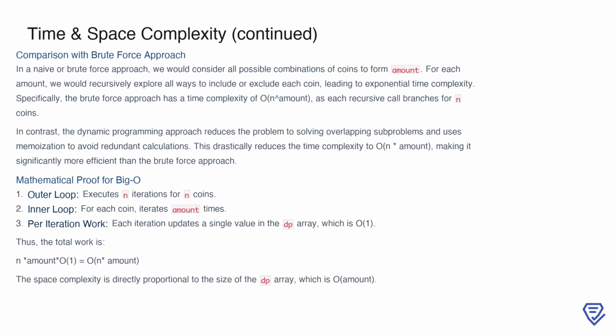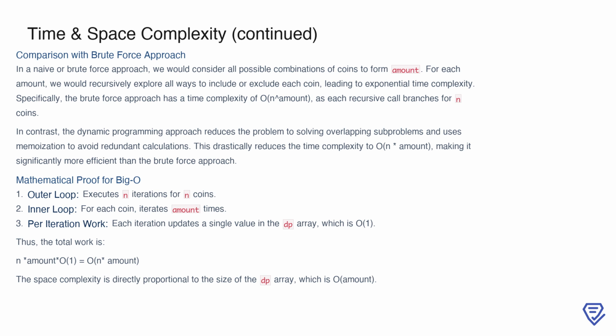Let's consider how this dynamic programming approach compares to a naive brute force solution. In a brute force approach, we would recursively explore every possible combination of coins to form the target amount. For each amount, this leads to exponential branching with a time complexity of O(n^amount), given that each recursive call considers n coins. This is incredibly inefficient, especially for larger inputs. Dynamic programming, by contrast, takes advantage of overlapping subproblems and memoization to eliminate redundant calculations. This reduces the time complexity to O(n * amount), making it far more efficient.